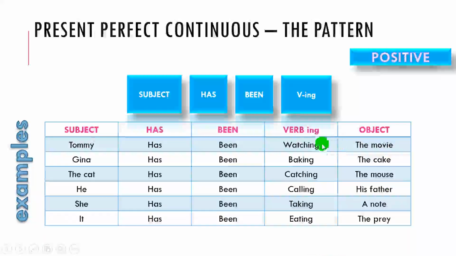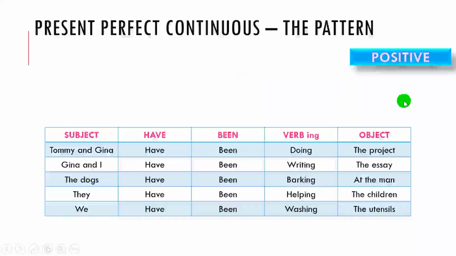So you see that all of the verbs are changed into verb ing and then followed by the object. What you need to focus on is this, from subject to verb ing. Okay, next, we go to the positive form, but for the use of have.